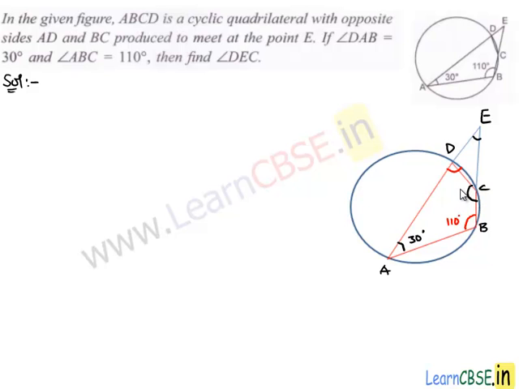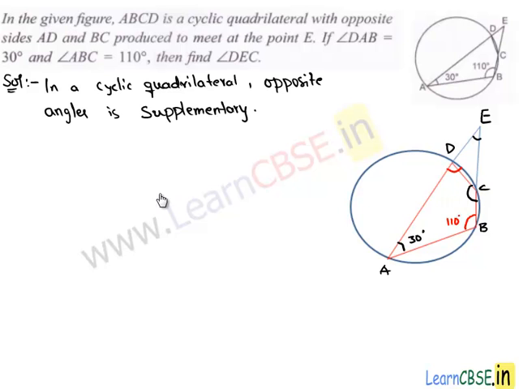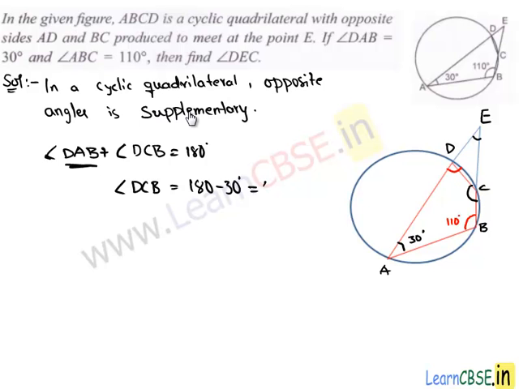What is the relation between these two? In a cyclic quadrilateral, the sum of opposite angles is 180 degrees because opposite angles are supplementary. Now we take angle DAB. To this angle, angle DCB is opposite, so their sum must be 180 degrees. Angle DCB is equal to 180 minus angle DAB, which is 30 degrees. So 180 minus 30 is 150 degrees. So we have angle DCB which is 150 degrees.